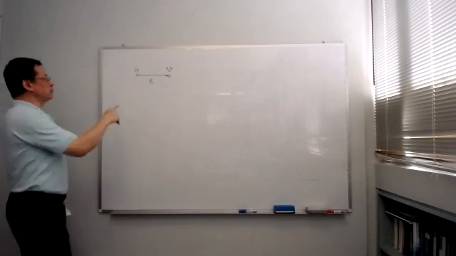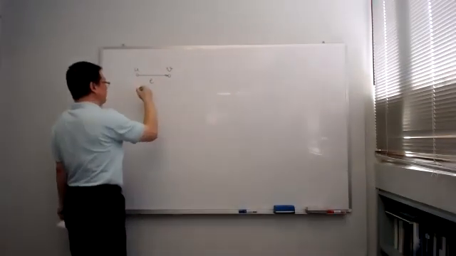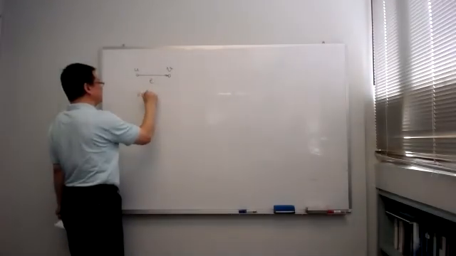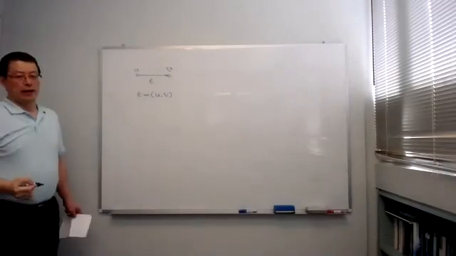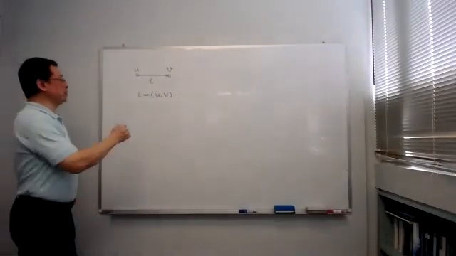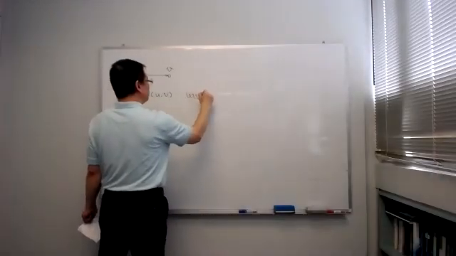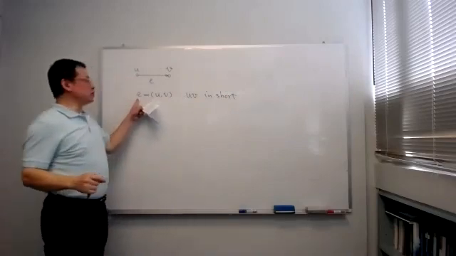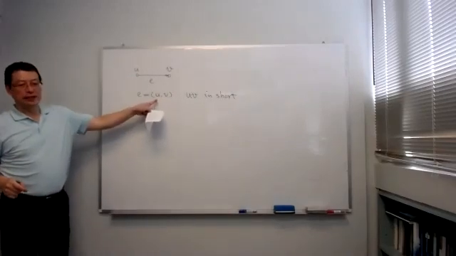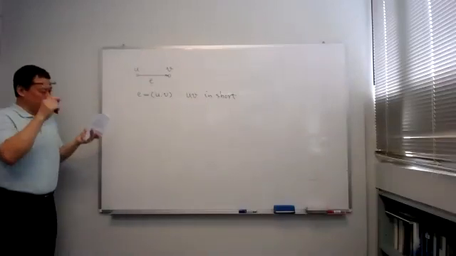Suppose we have an edge from U to V. Formally speaking, strictly speaking, E is an ordered pair UV. But often, conventionally, we just use shorthand. We use UV in short to denote an edge. So instead of writing it this way, we will just use UV. So UV denotes an edge.